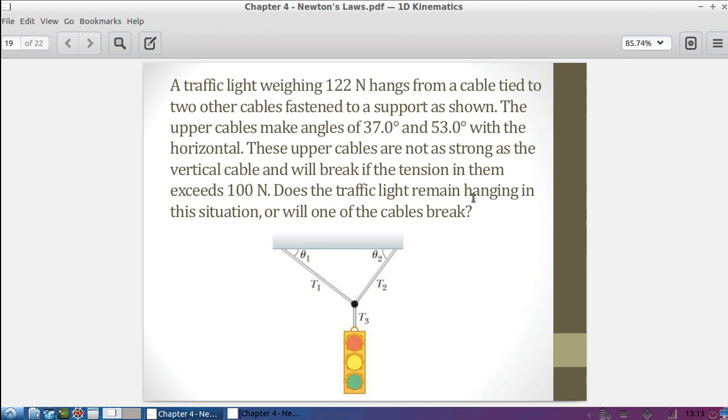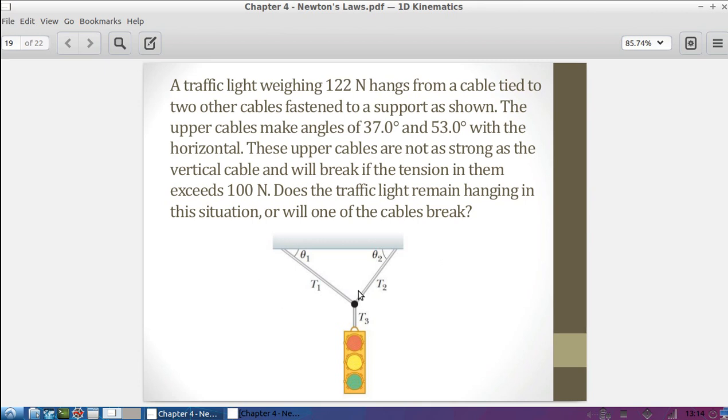It's hanging from a cable we're calling T3, and it's fastened by, we'll call this a knot, to two other cables, T1 and T2. These two cables make angles with this ceiling or this pole: we'll say theta 1 is 37 degrees and theta 2 is 53 degrees.